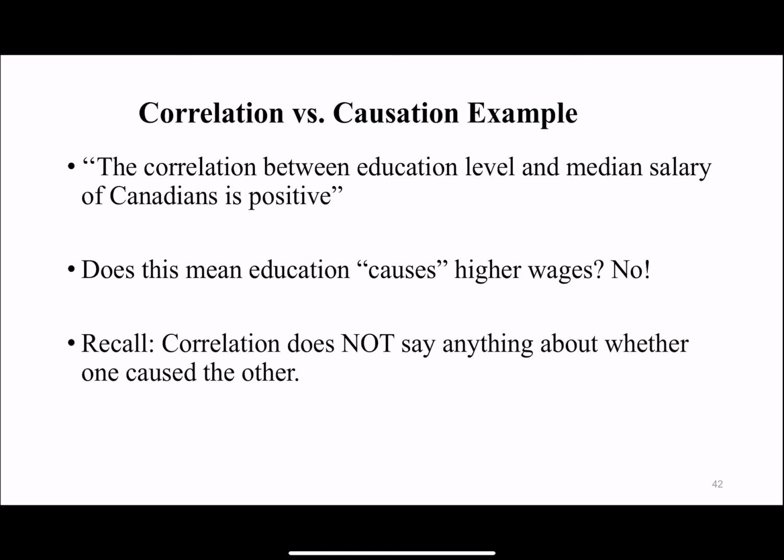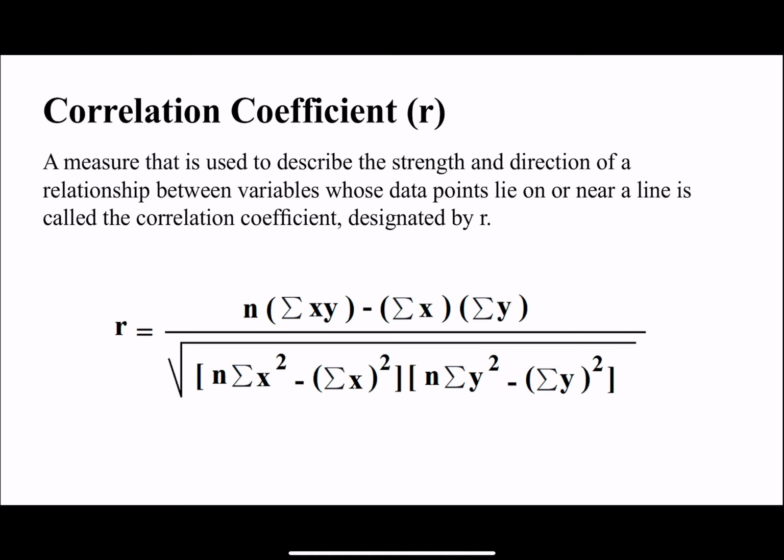As we said, the correlation between education level and median salary of Canadians doesn't mean that education causes higher wages. Not at all. Doesn't mean that, okay? Correlation does not say anything about whether one caused the other one. Okay. Well, you can find the correlation coefficient, and based on the correlation coefficient we can find out whether or not two variables are correlated.